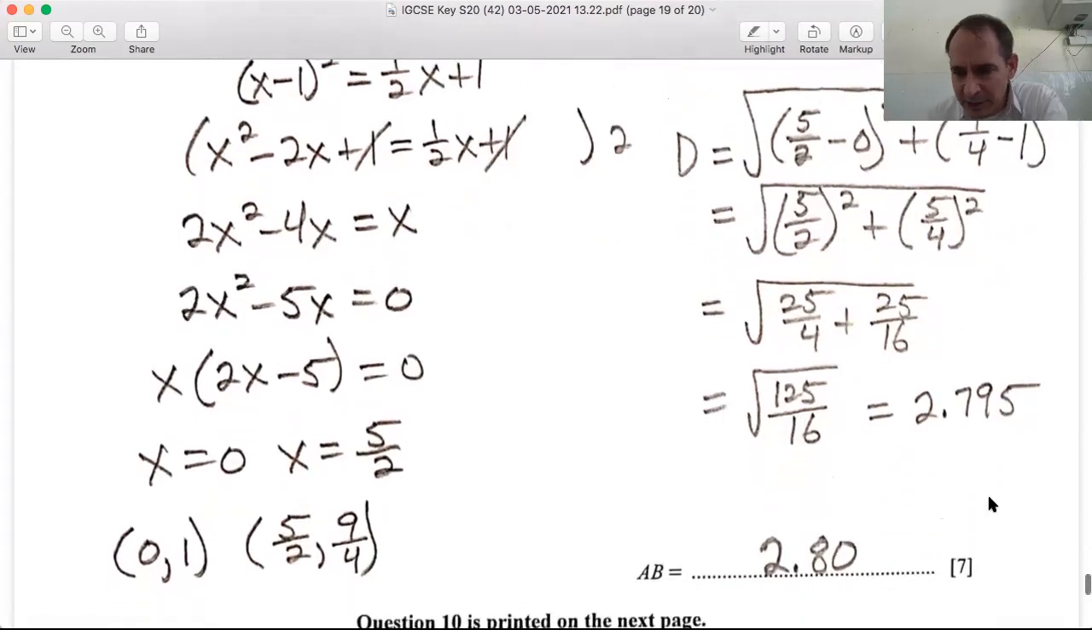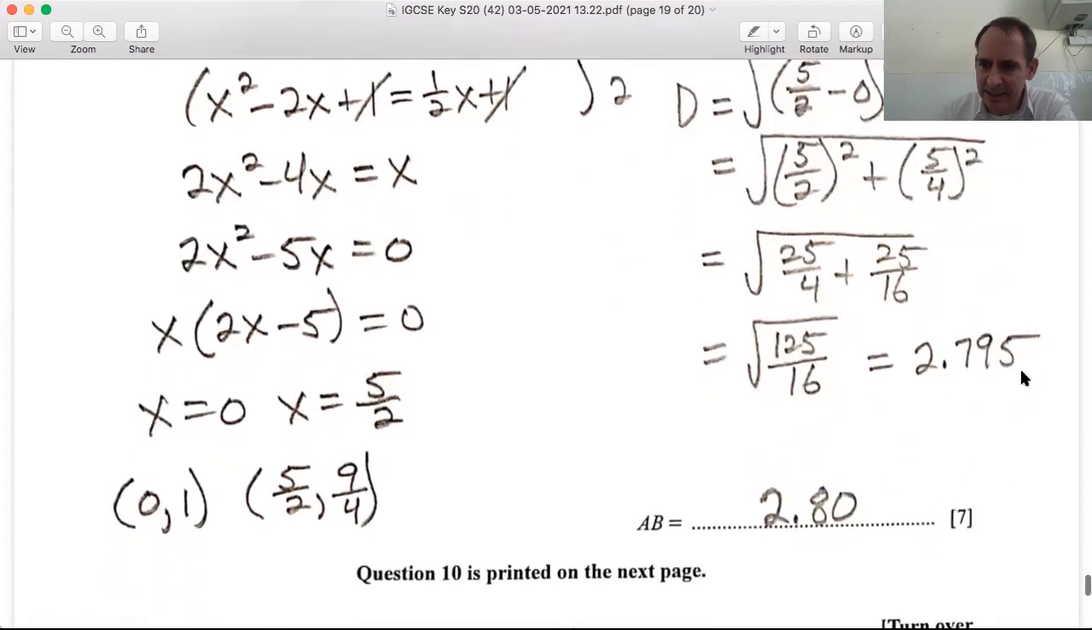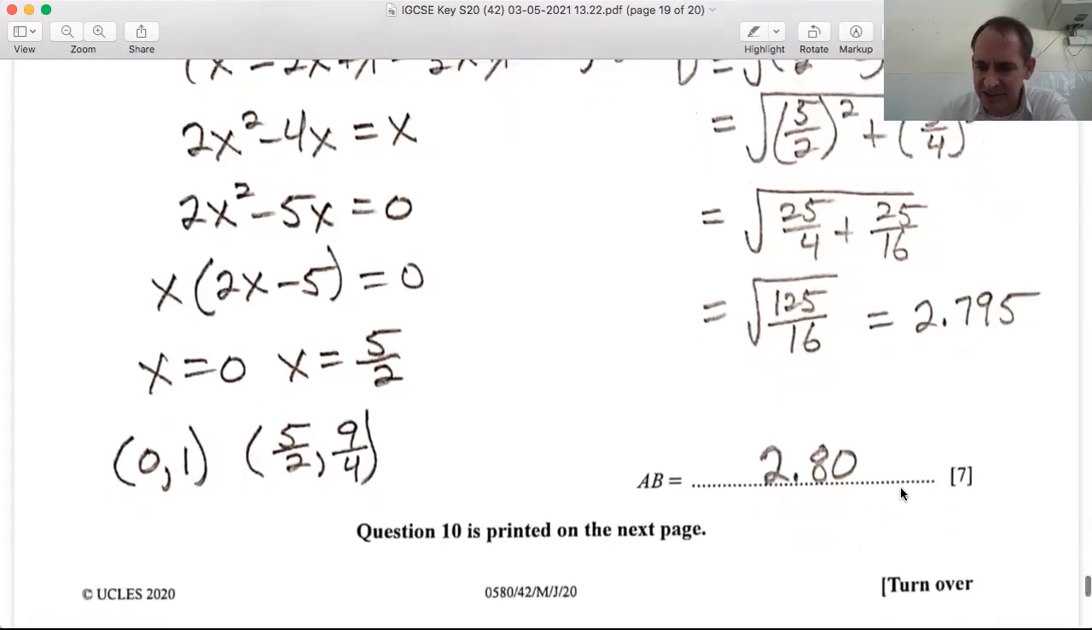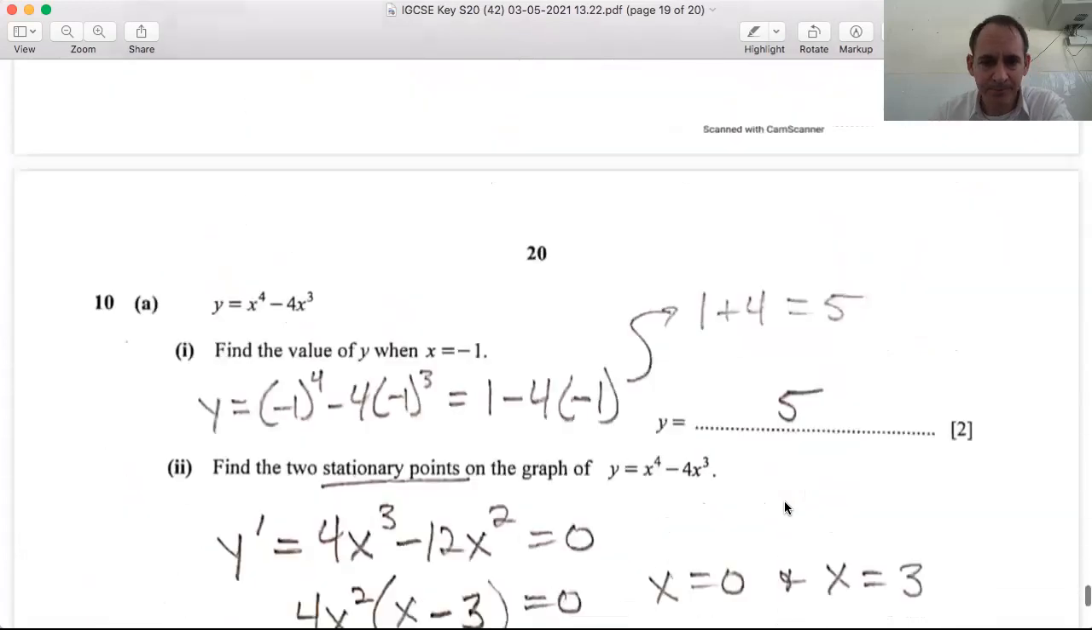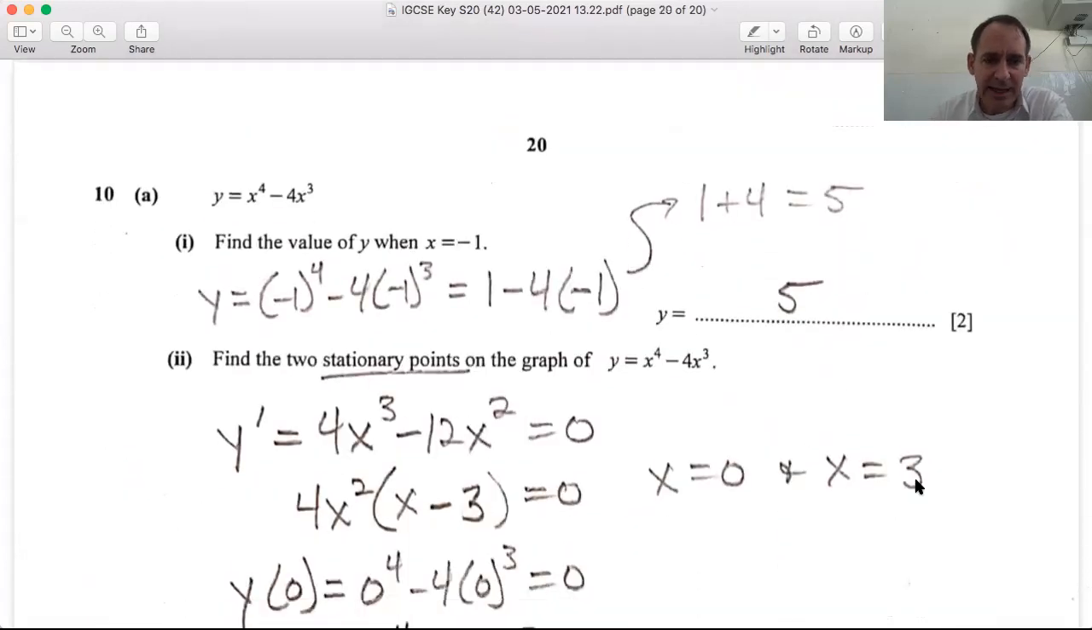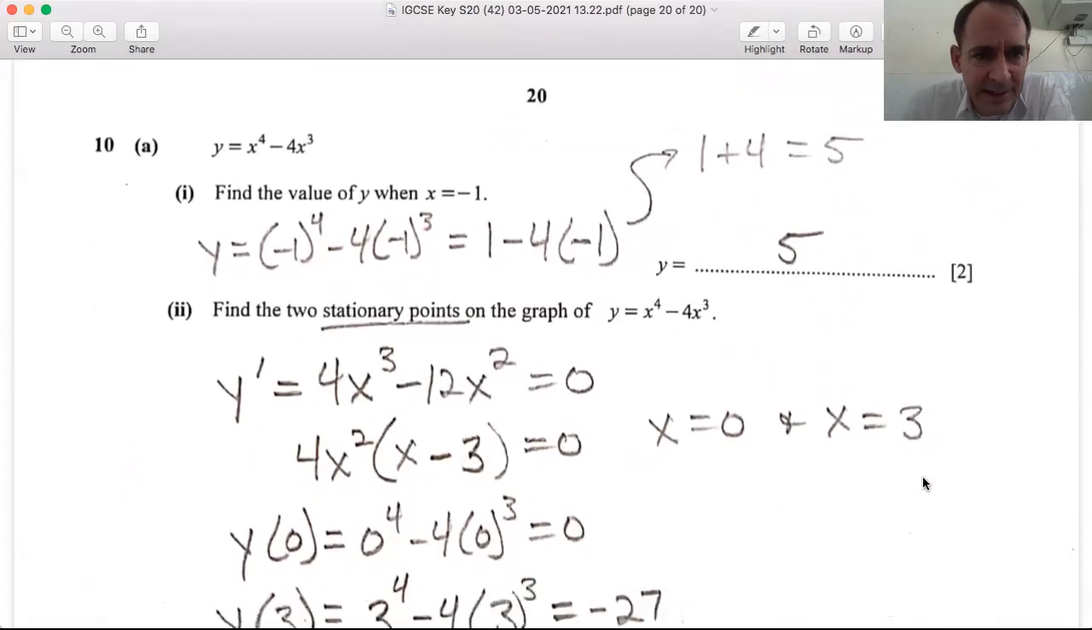Then do the square root at the end and you get 2.795, which rounds up to 2.80. You need to put the 0 because it's 3 significant figures. So your 79 is rounding up to an 80, 2.80.